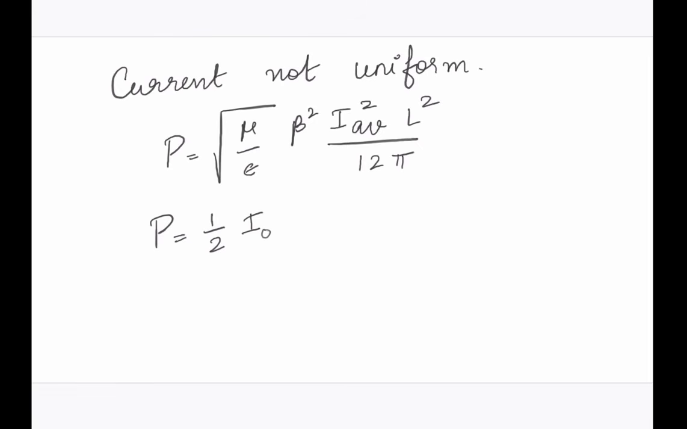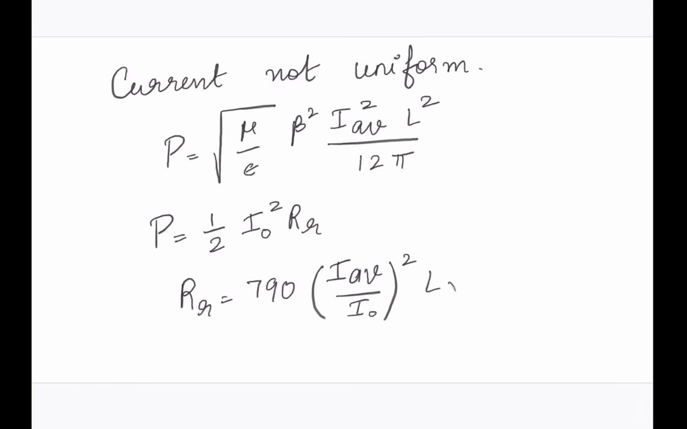Now the power delivered to the dipole can be written as P equal to 1 by 2 into I naught square RR, where I naught is the amplitude of the terminal current of the center fed dipole. If you equate both these powers, power radiated and power delivered, we obtain the radiation resistance equal to 790 into I average by I naught the whole square into L lambda square.